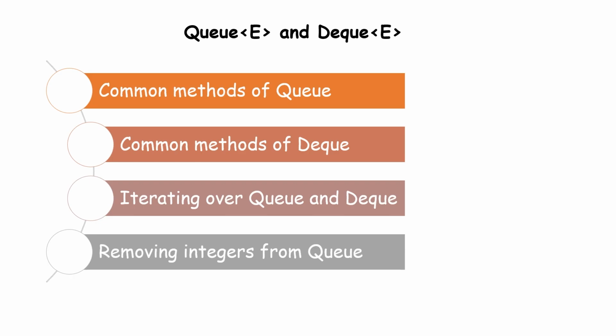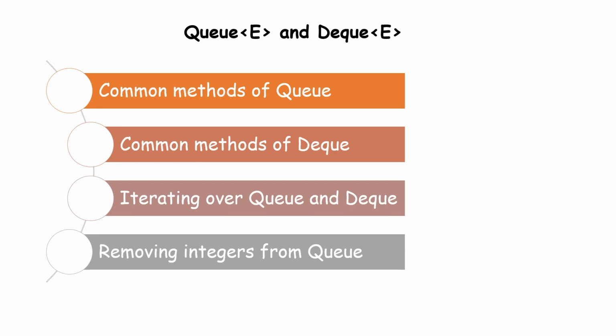and we will see how to iterate over them, and we will see whether removing integers from the queue will make any difference like it was doing in your list or not, although it is not directly working with the index. But let's see how it is.